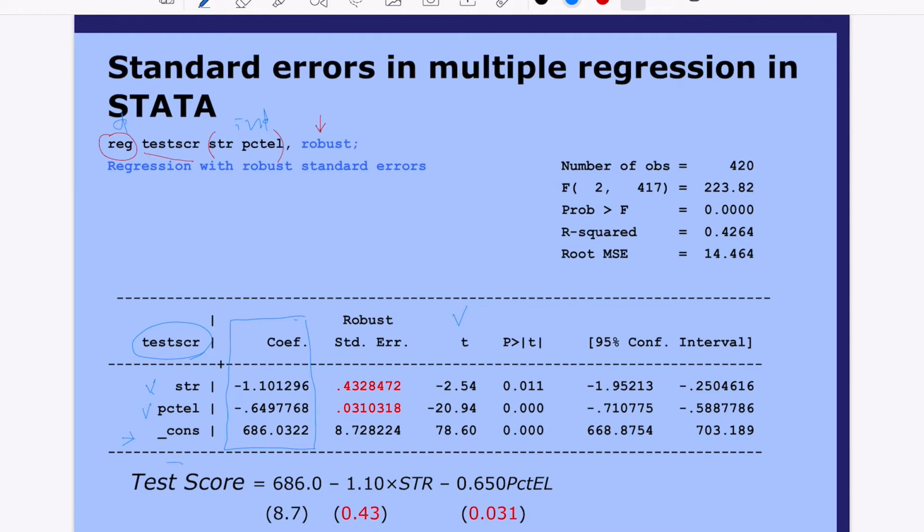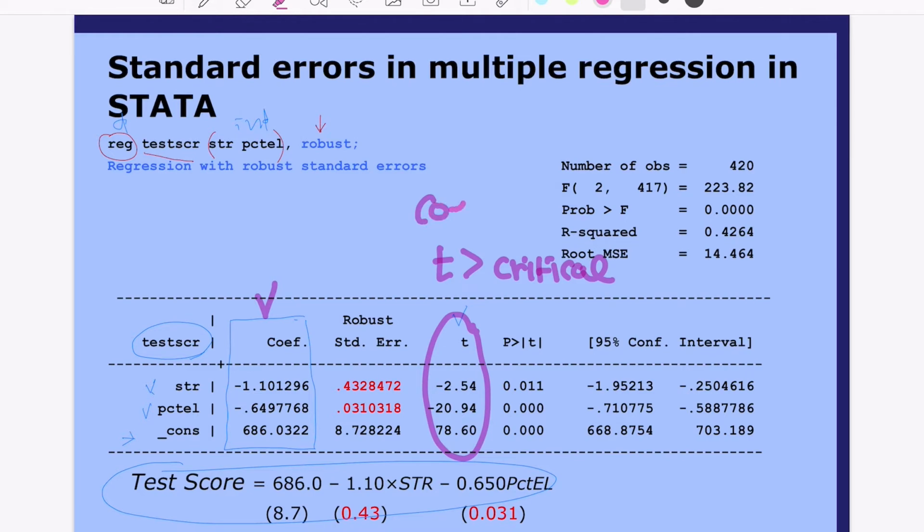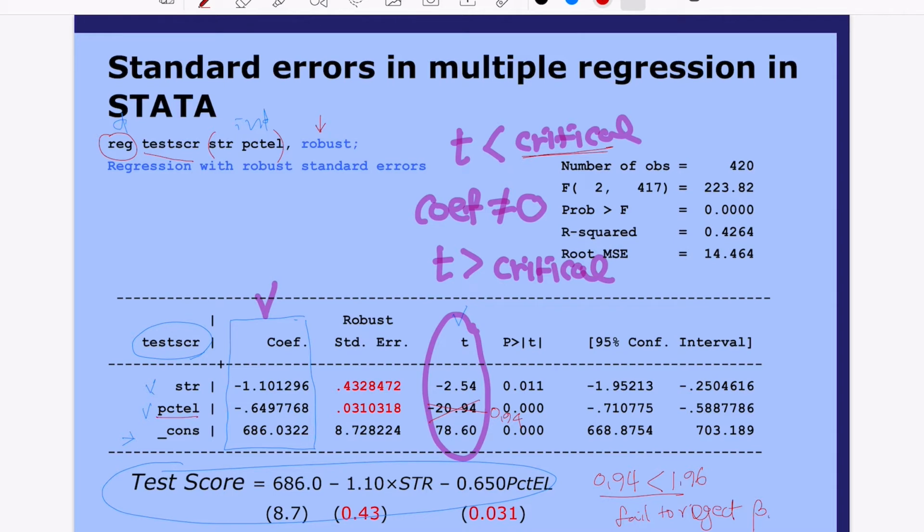So before we write down this equation, we want to check the T statistic individually. We want to use the coefficient only when the T is greater than the critical value, so only when the coefficient is different from 0. When we see that T is smaller than the critical value, then what should we do? Let's assume instead of 20.94, we got the T of 0.94. Then what should we do? The T statistic is smaller than the critical value, 0.94 is smaller than 1.96, so we fail to reject the null hypothesis of beta 2 to be 0.